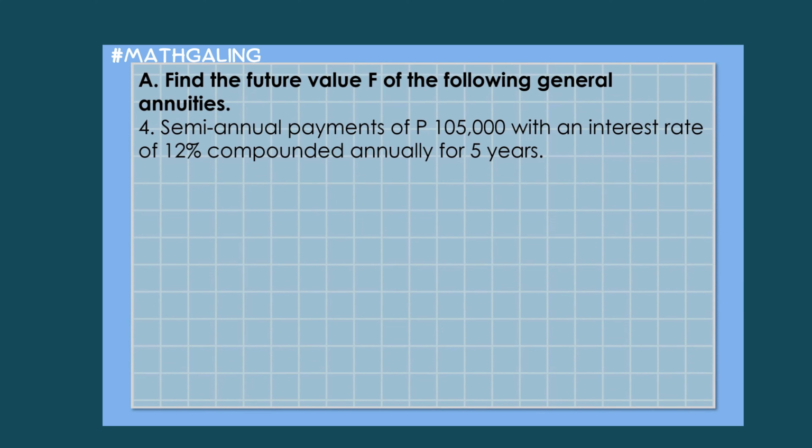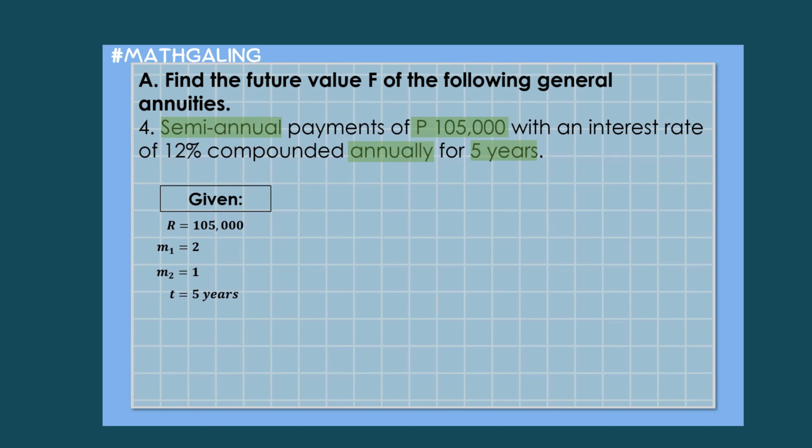Semi-annual payments of 105,000 with an interest rate of 12% compounded annually for 5 years. So let's find the given. The R or the regular payment is 105,000. Since the M sub 1 or the payment interval is semi-annually, it is equal to 2. Our M sub 2 or the compounding period is annually, so it is equal to 1. Our time or the term of annuity is 5 years.